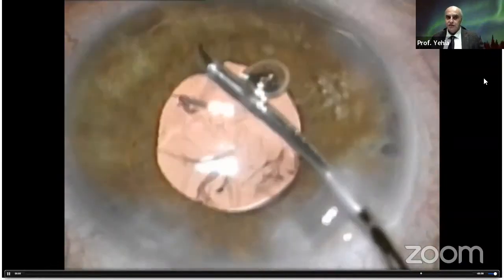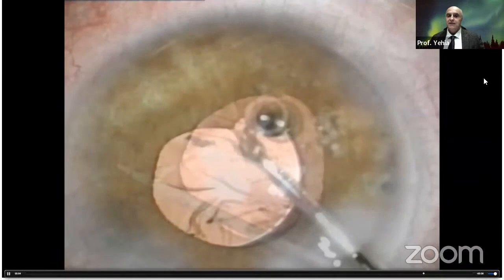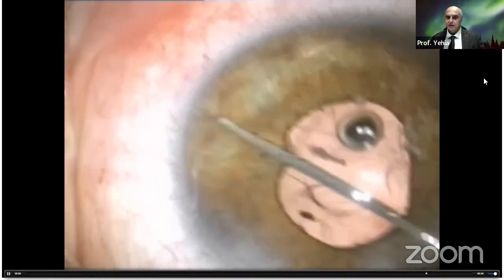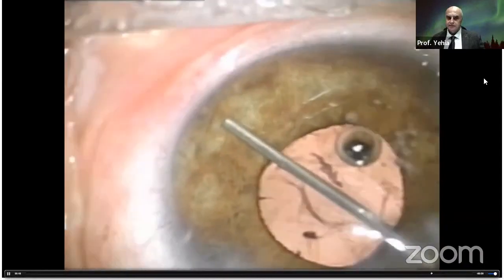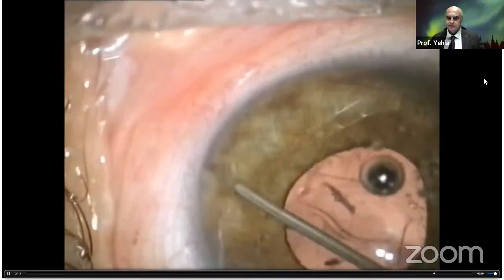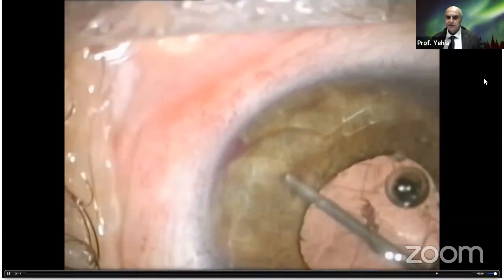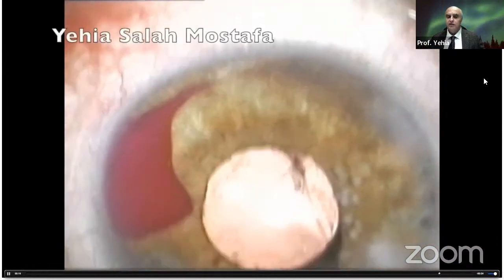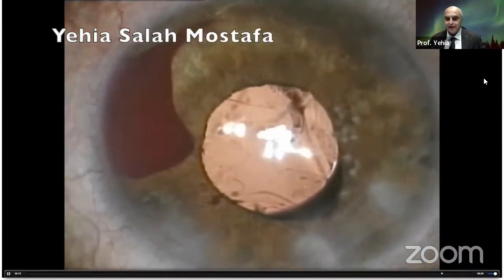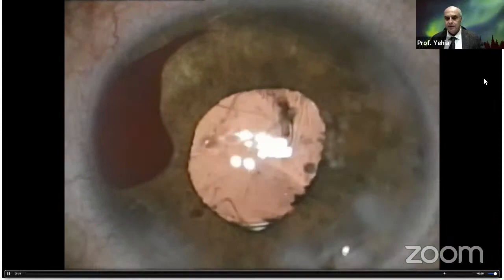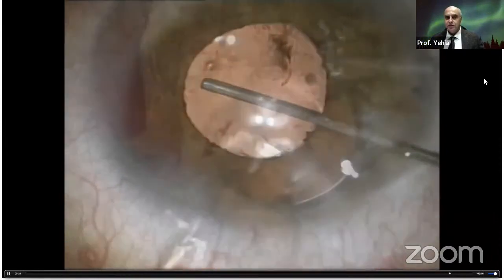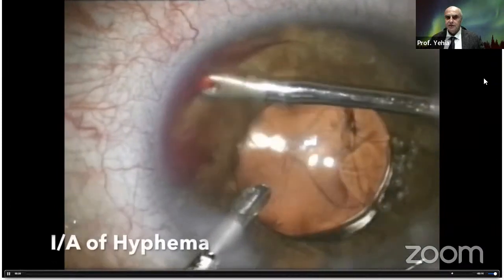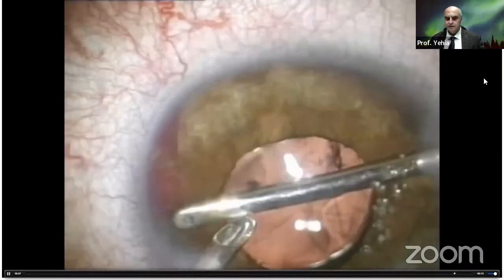At the beginning, I did mechanical goniosynechiolysis and then visco dissection again, opening the angle. You can see blood trickling. You have to be careful, but you don't panic. You stop, elevate the pressure with viscoelastic until this blood will clot, and then you remove it.